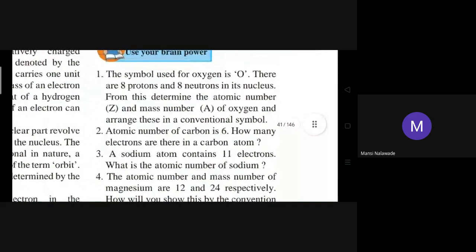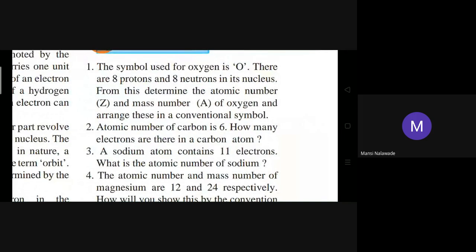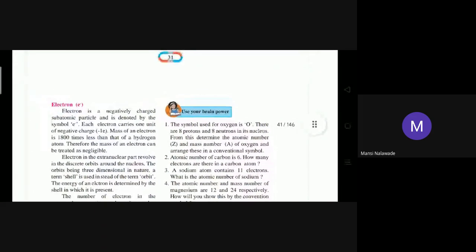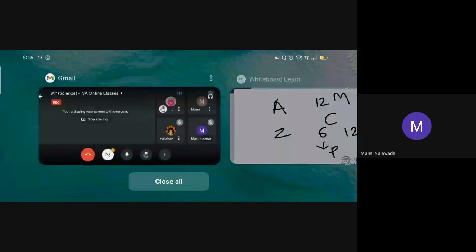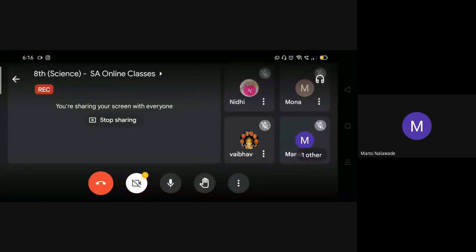Yes, here see, some questions are there. The symbol used for oxygen is O. There are 8 protons and 8 neutrons in its nucleus. From these, determine the atomic number and mass number of oxygen and arrange these in a conventional symbol. Tell me, how you will find that 8 protons and 8 neutrons are there. So what will be the atomic number? Yes? Anyone?